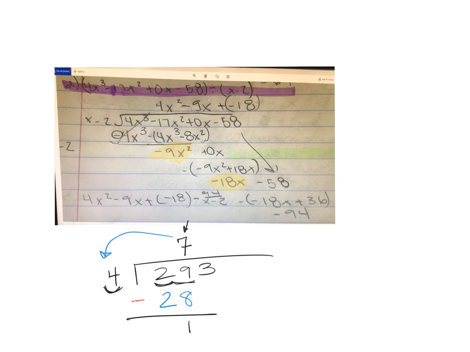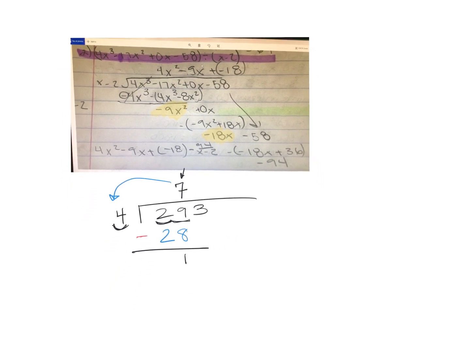Then 4 cannot go into that 1, so I bring down the 3 to make a 13, and the process starts over again. 4 times what will make 13? The closest thing you come up with would be 12, which is if you multiplied by a 3 here. So 3 times 4 makes 12. And again, I subtract, and that leaves 1 left. To mirror this with a polynomial, this would be my remainder.